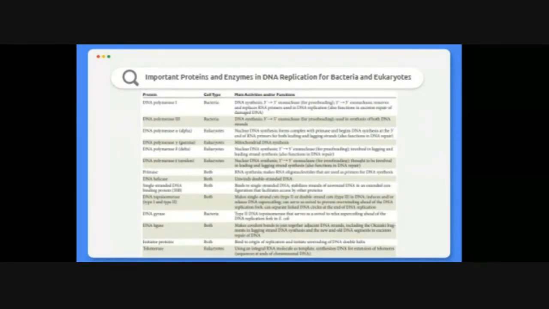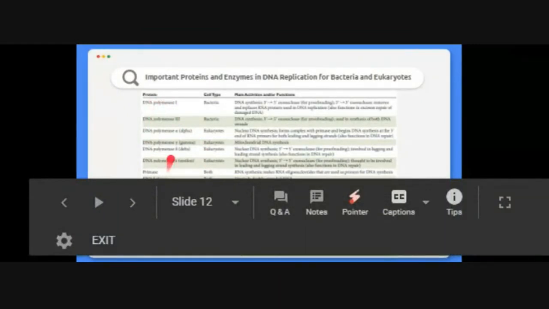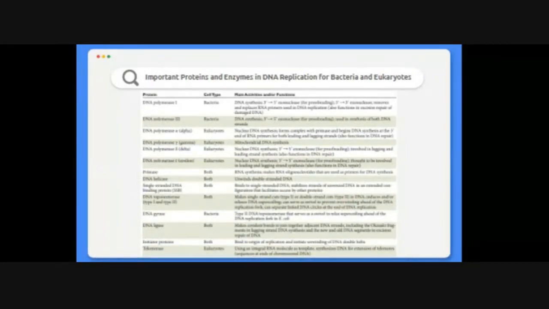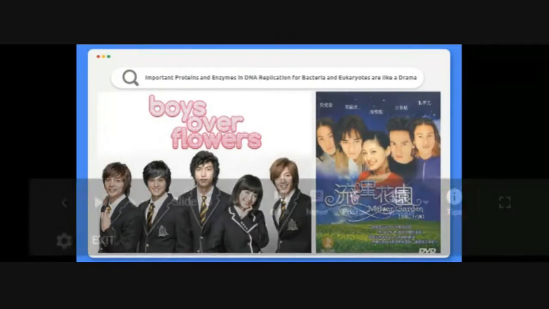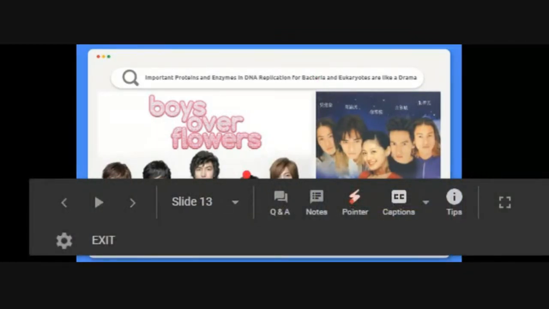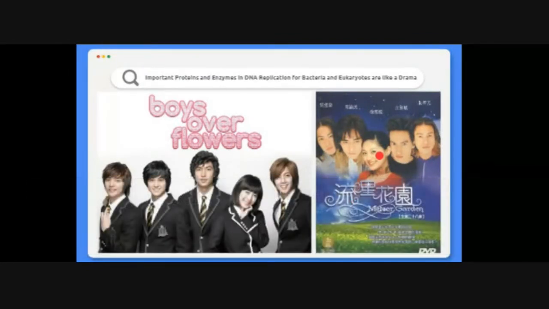So, pag nag-aaral ka ng DNA replication, actually, isipin mo, nanonood ka lang ng K-drama. Okay? Paano ba? Kasi sa DNA replication, same lang yung actors mo. Same actors, pero different names. Pero same lang rin sila ng roles. Okay, para ma-appreciate nyo. Yan, naglagay ako ng Boys Over Flowers at Meet Your Garden, di ba? So, di ba sa Boys Over Flowers, si Goom Jandi, same lang naman siya ng role kay Sunshine. Pero, different yung names nila.